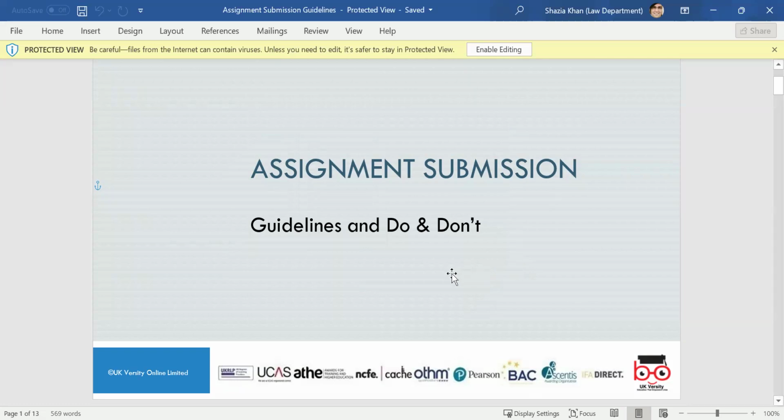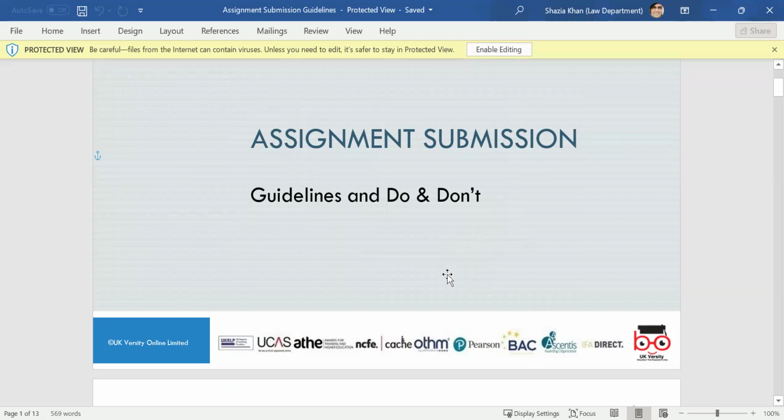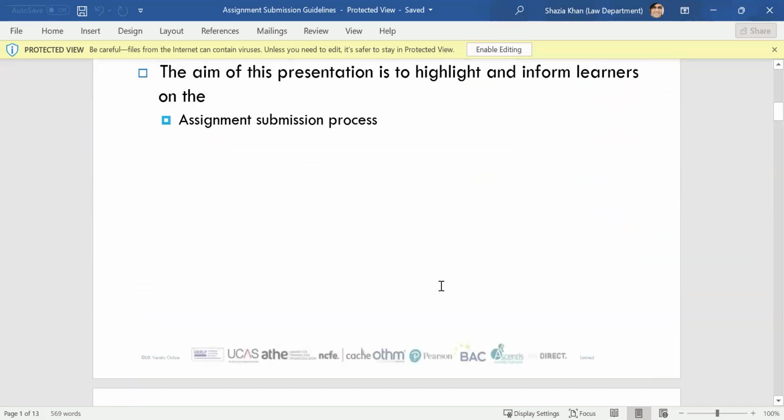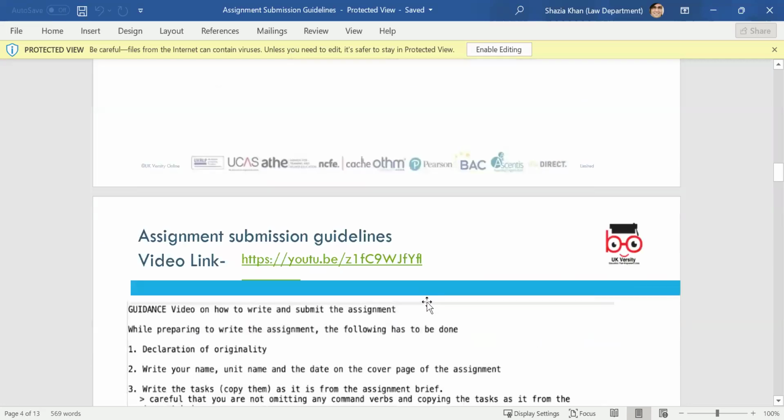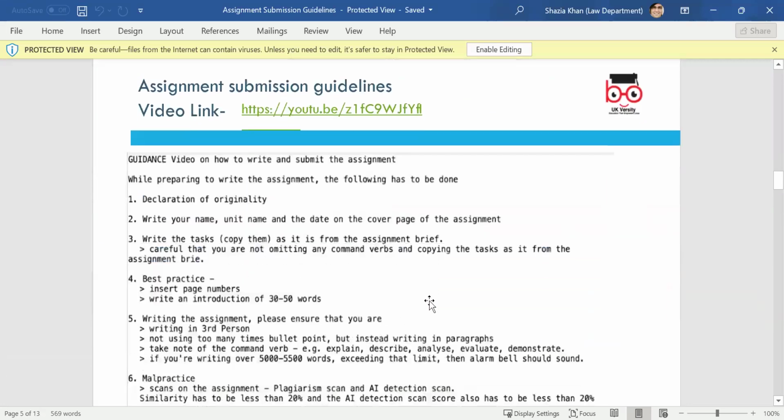So we've got assignment submission, guidelines, do's and don'ts. This is how you would submit your assignment, but I think you've submitted assignments before, so you do know how to submit them. You'd have a declaration of originality. You need to write your name and the date on the cover sheet, and write the tasks out.